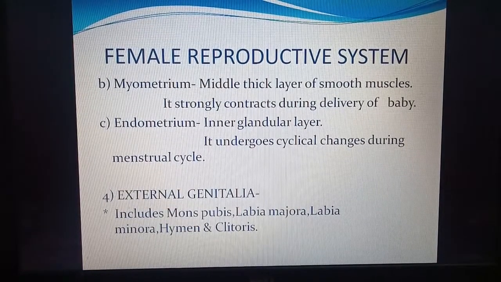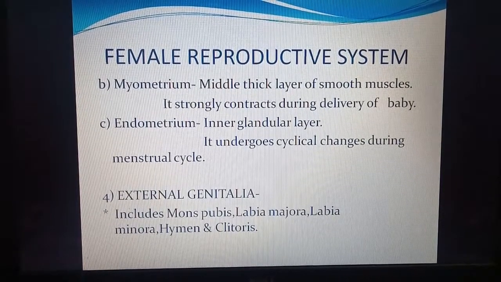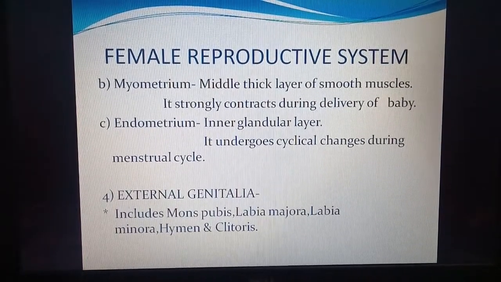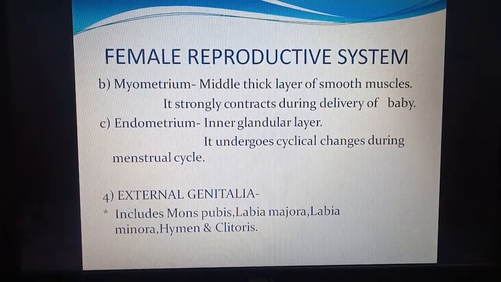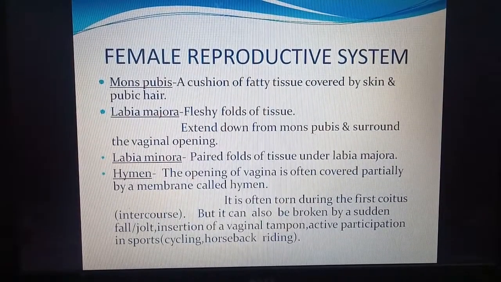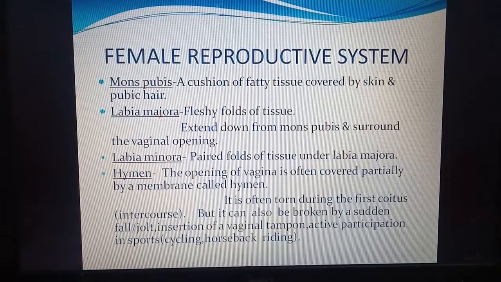The external genitalia has mons pubis, labia majora, labia minora, hymen, which is a thin membrane, and clitoris. The clitoris is a finger-like structure which is homologous, or similar, to the penis of the male. The mons pubis is a cushion or thick structure made of fatty tissue. It is covered by skin and hair, pubic hair.